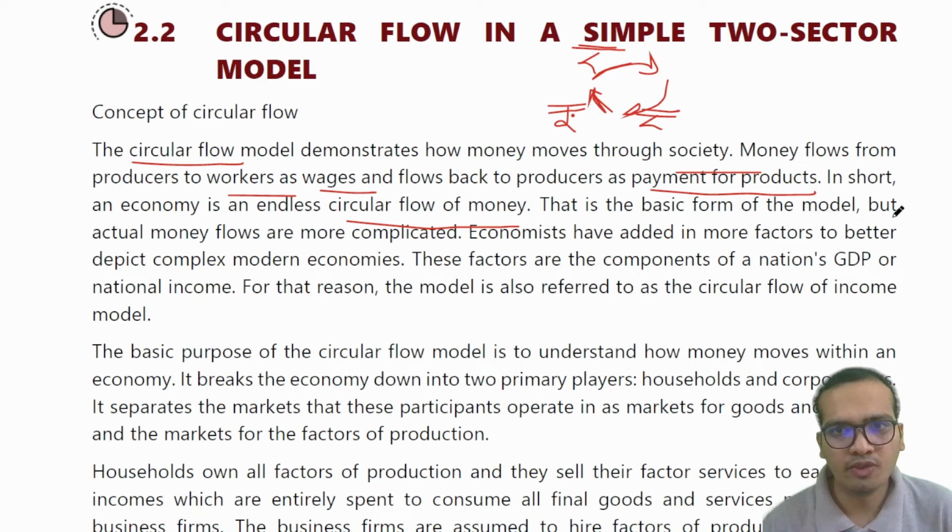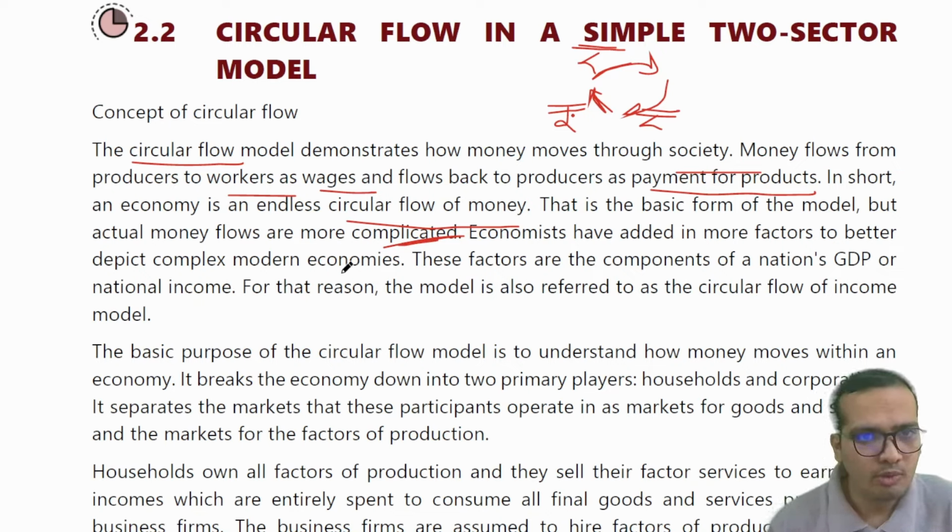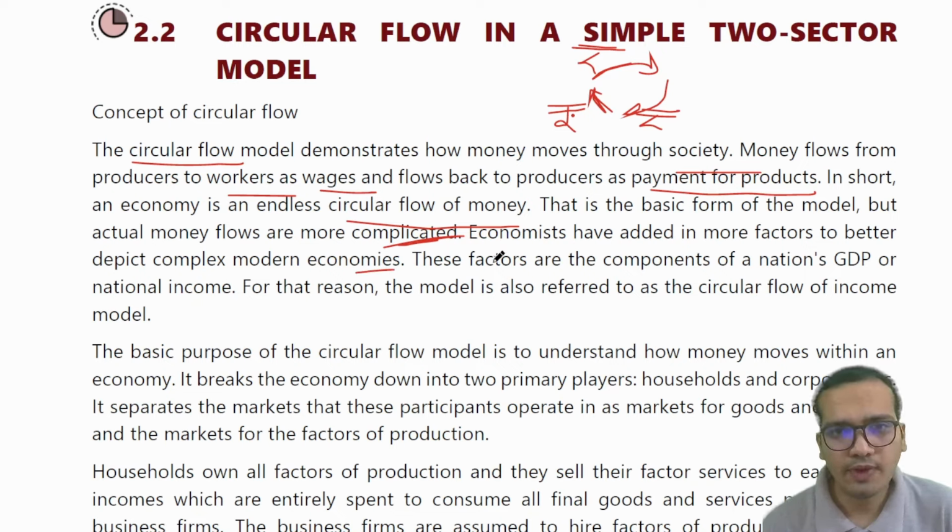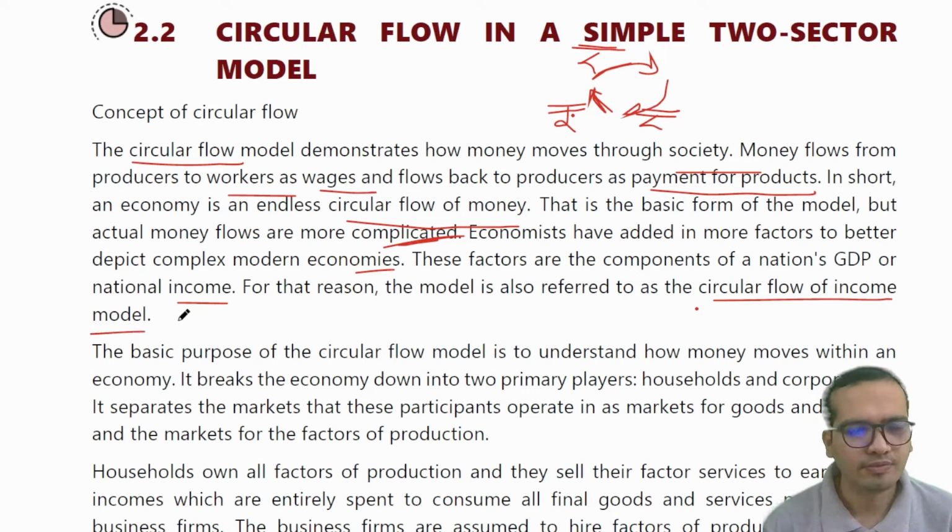This is the basic form of the model, but actual money flows are more complicated. Economists have added in more factors to better depict complex modern economies. These factors are the components of a nation's GDP or national income. For that reason, the model is also referred to as the circular flow of income. Mark this. The basic purpose of the circular flow model is to understand how money moves within an economy.